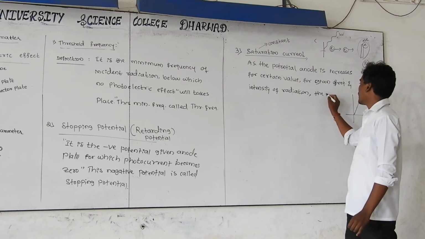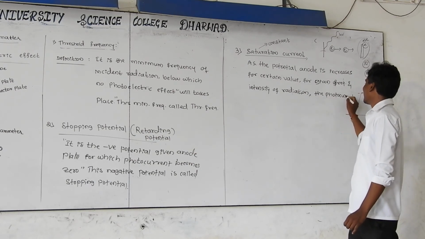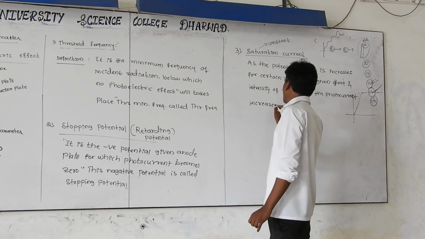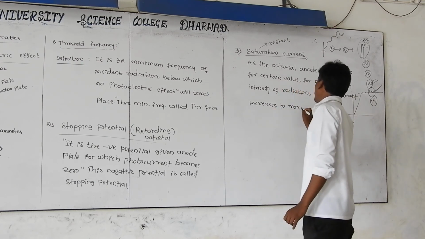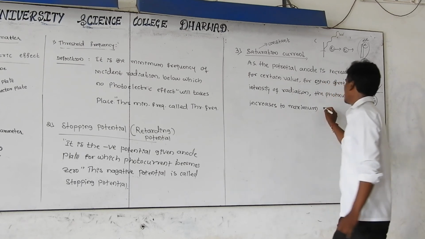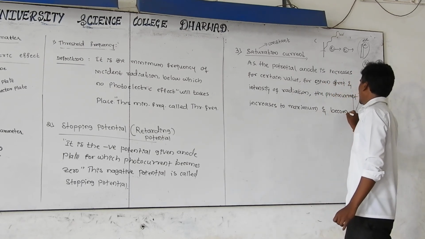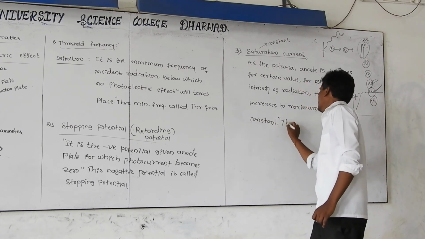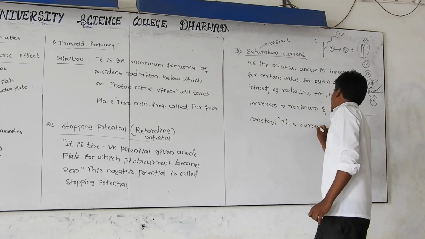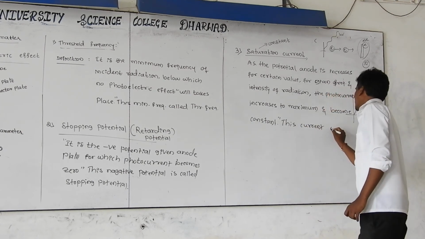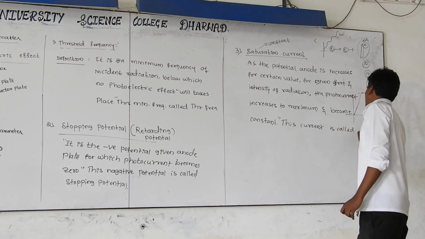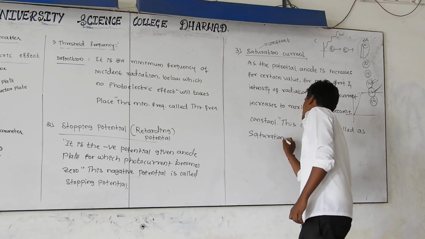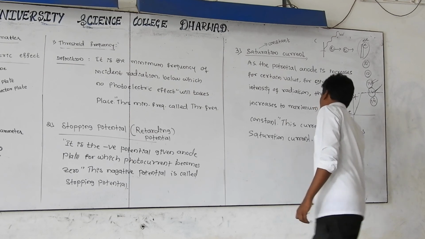The photocurrent increases to a maximum and becomes constant. This constant current in the circuit is called saturation current.